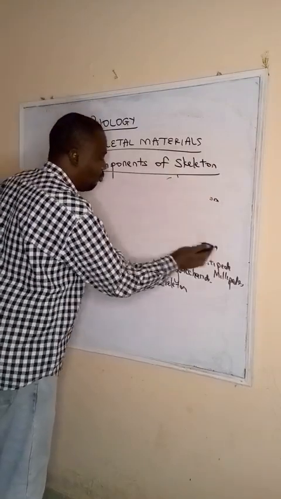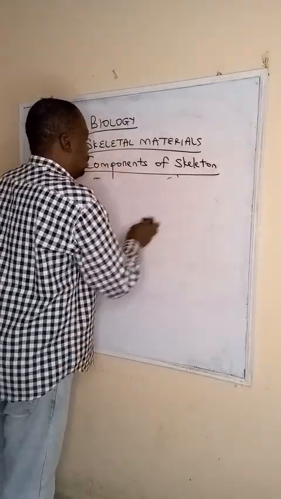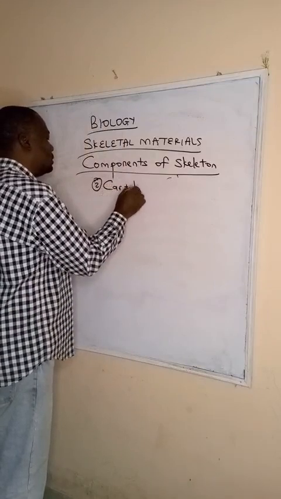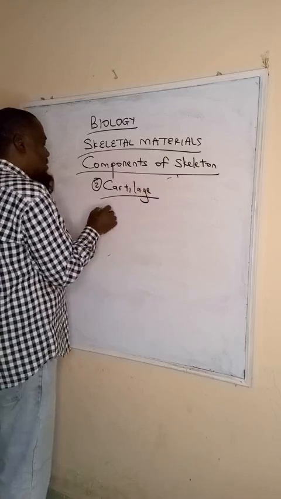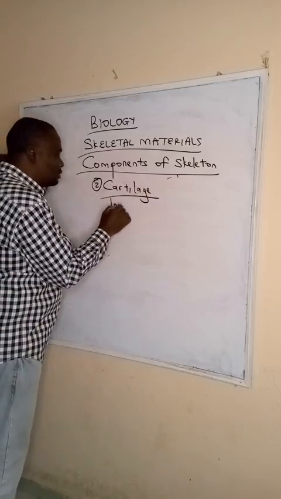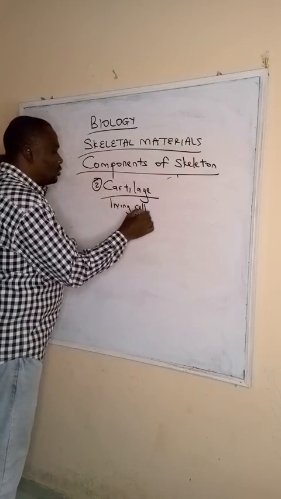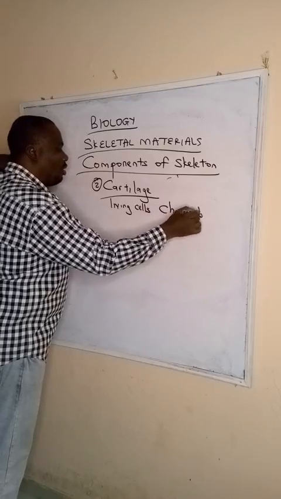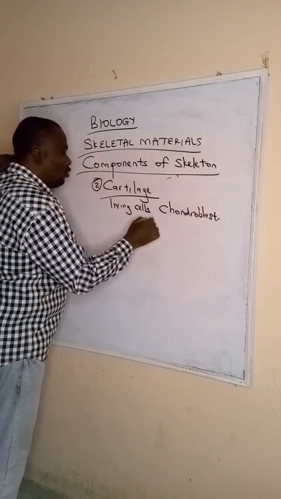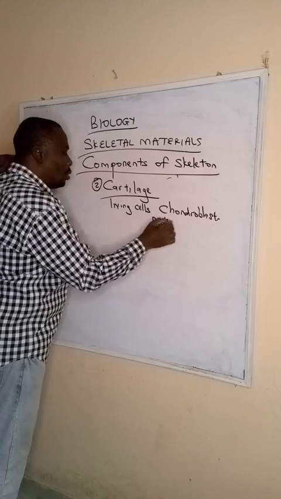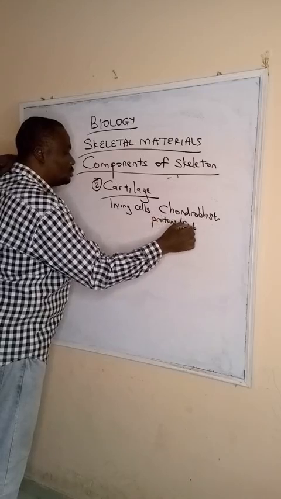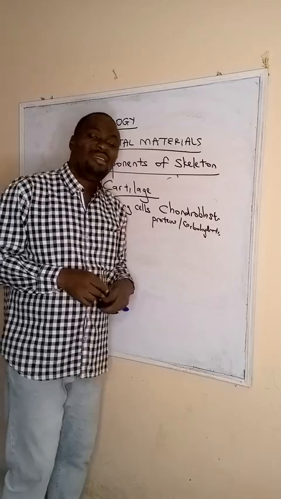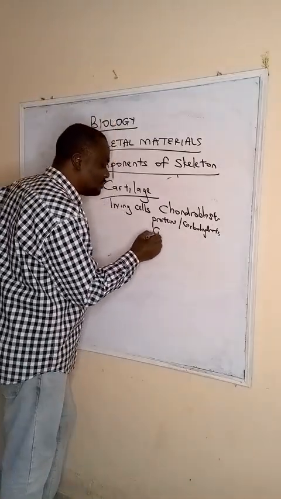Now, the second skeletal material to look at is number two, cartilage. Cartilage consists of living cells called chondroblasts. It also has proteins and carbohydrates. Now, cartilage has what is called great tensile strength.